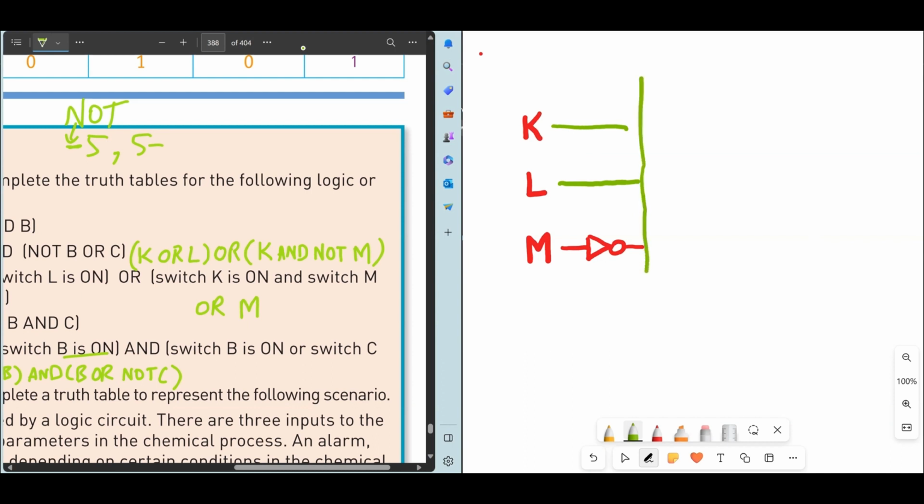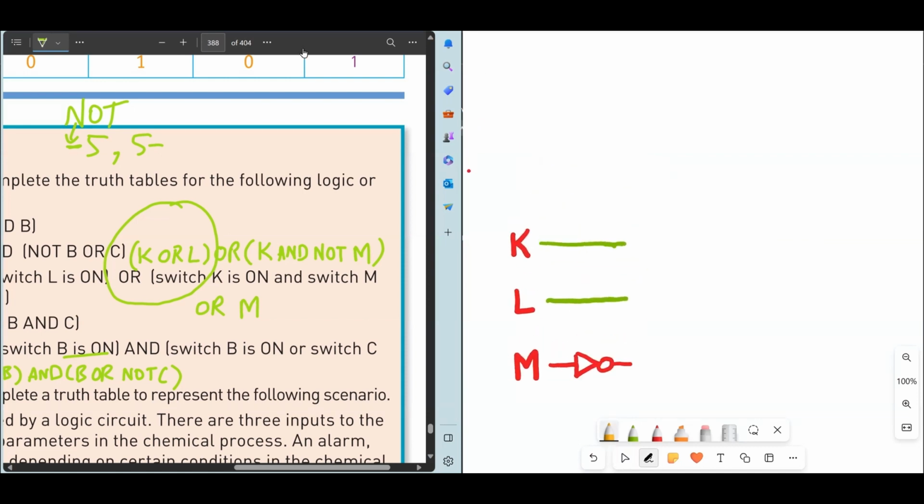So keep care so that the circuit is neat and tidy. Then we need to make the combinations as told by the brackets on the left hand screen. Look at the screen on the left hand side in the book. This says K or L. We need to draw the gate for K or L, and the OR gate goes like K or L.